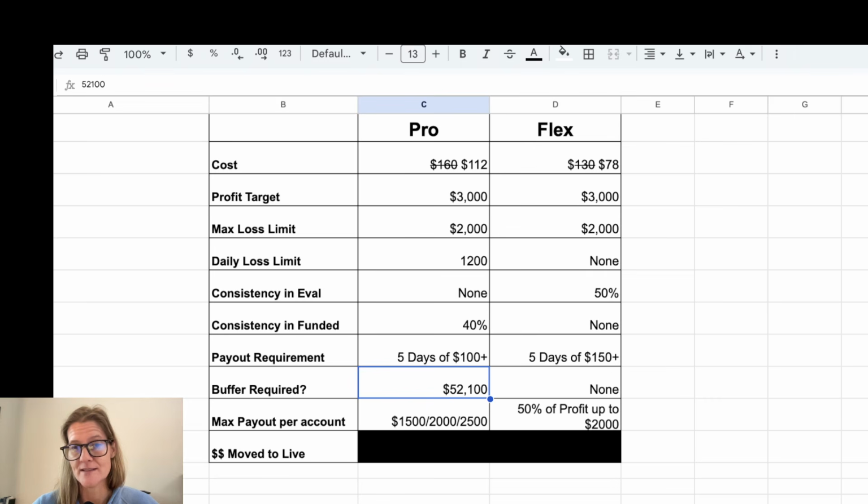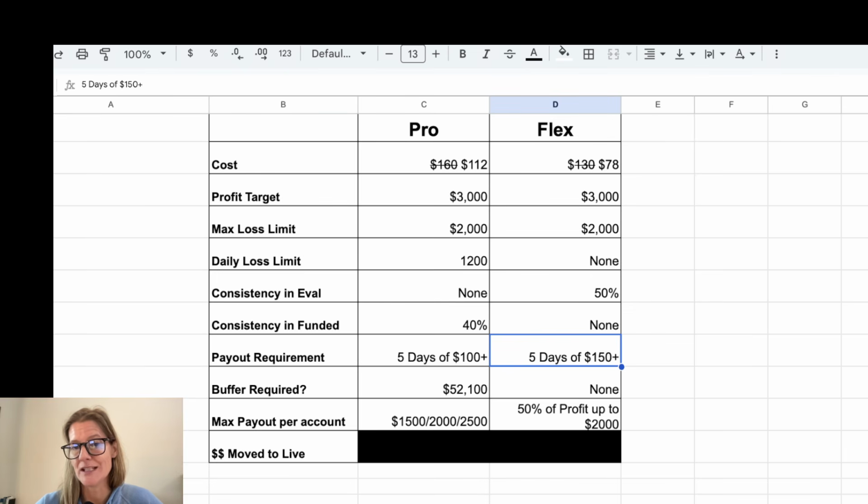On the Flex, there's no consistency. You just have to have a minimum of 5 days of $150 of profit or more, and there's no buffer requirement. So technically, what's 5 times 150? That's $750.